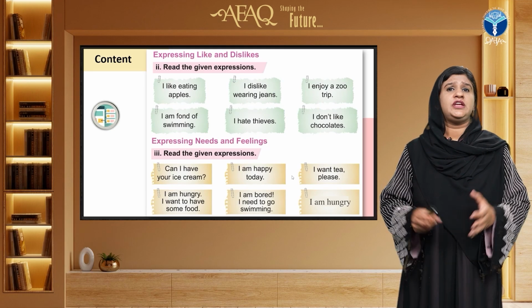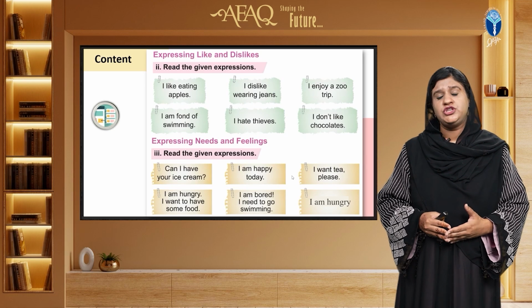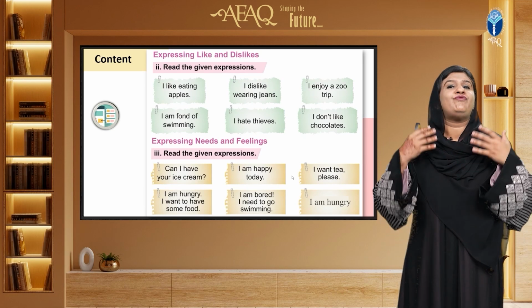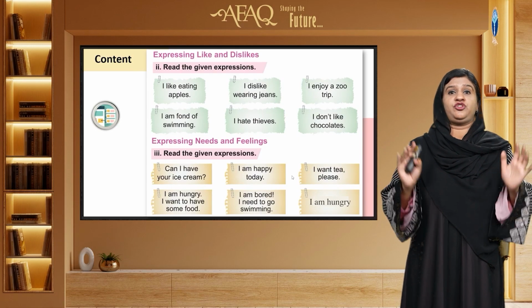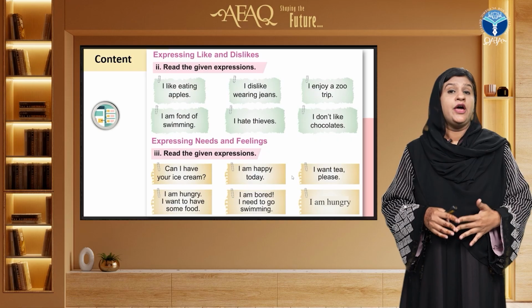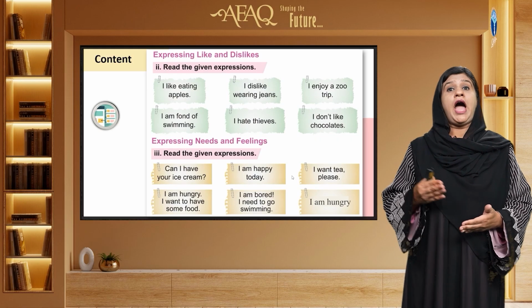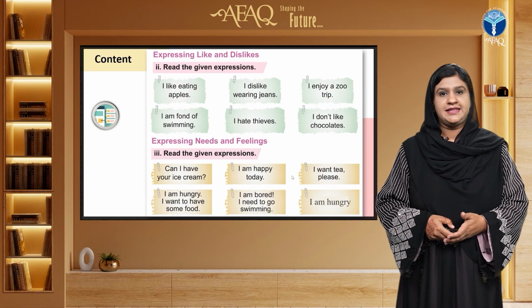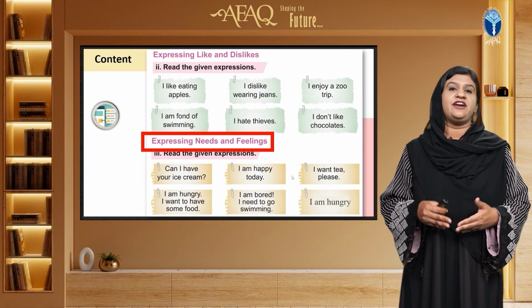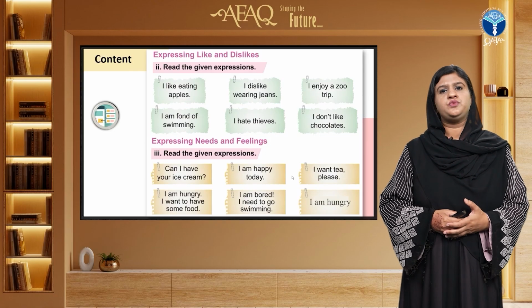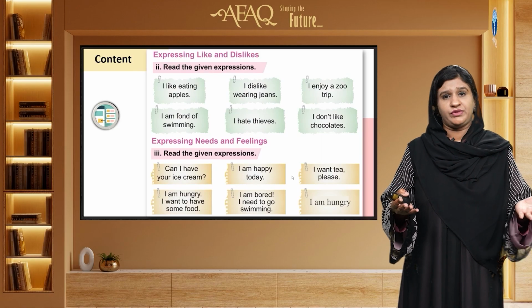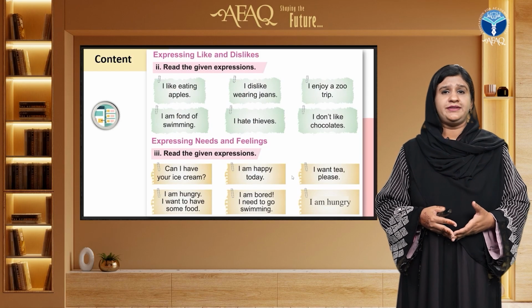So as you can see with my expressions, for the things I like, I give positive expressions, and for the things I don't like, I give negative expressions. And you can easily tell which thing I like and which thing I don't like. Next thing is expressing needs and feelings. How we can express our needs. Needs means when you need something, when you want something. Let's see how you can express that.